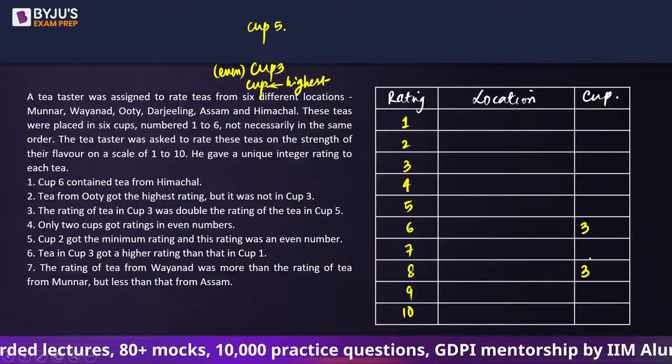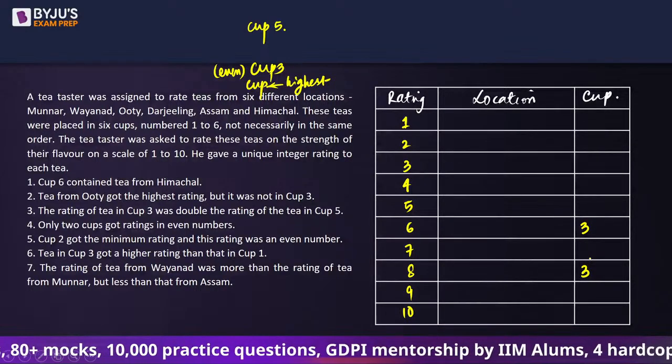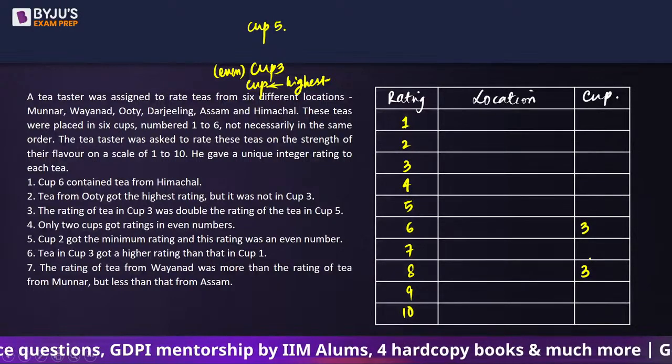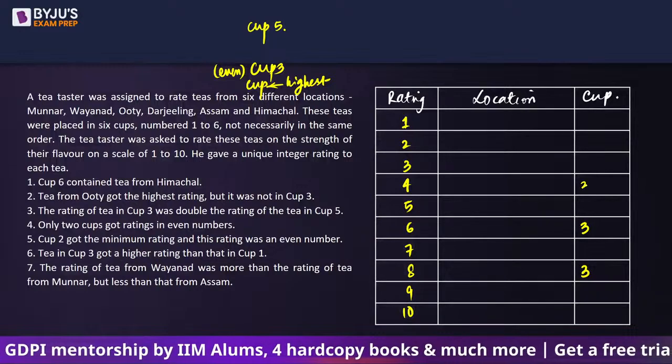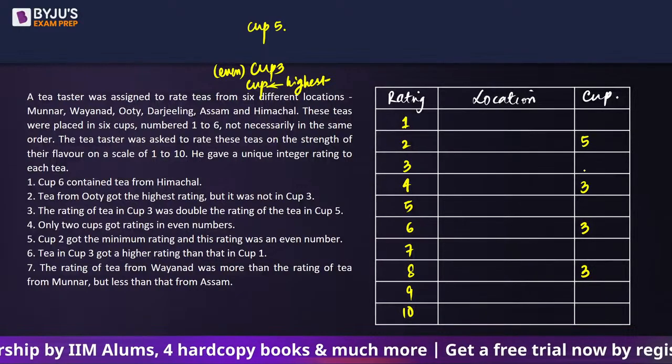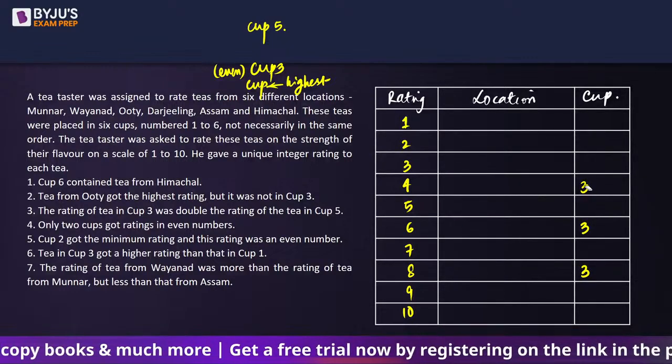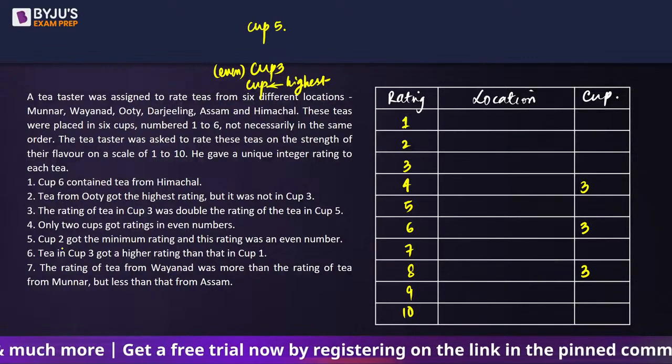Right? Okay, no, cup number 3 can be 4. Yeah, it can be 4 also. If cup number 3 is 4, cup number 5 will become 2, and then we can have the higher one below it. So these are 3 possibilities that cup number 3 can go to.